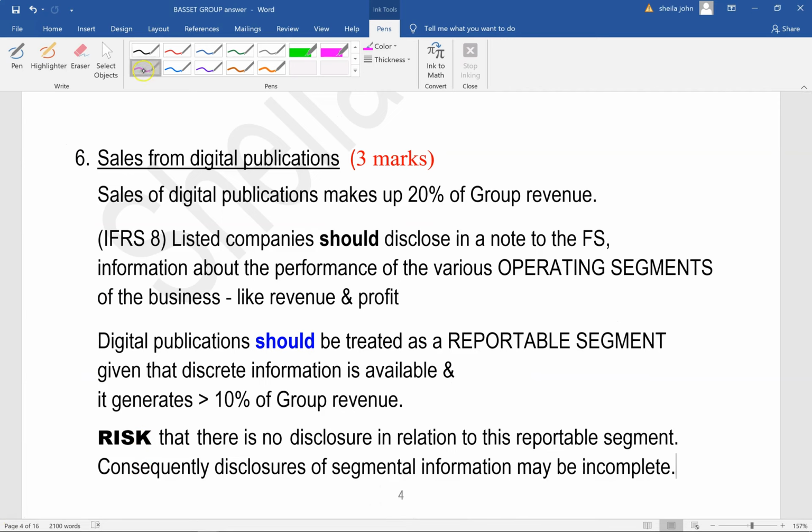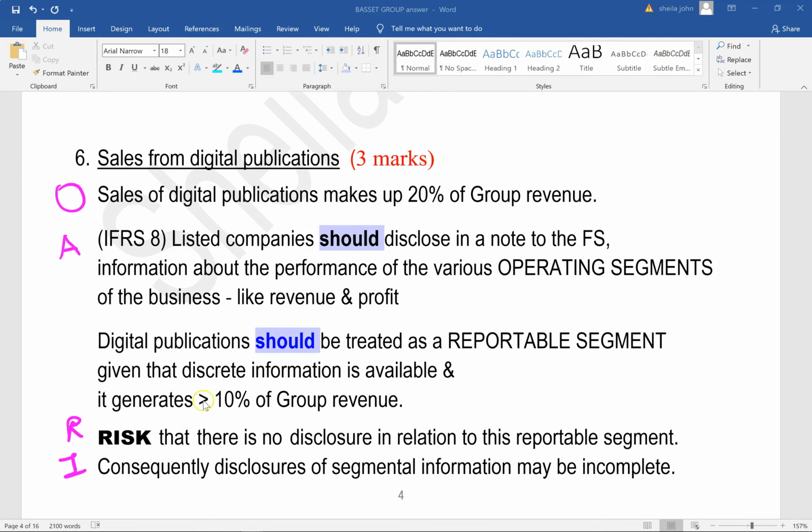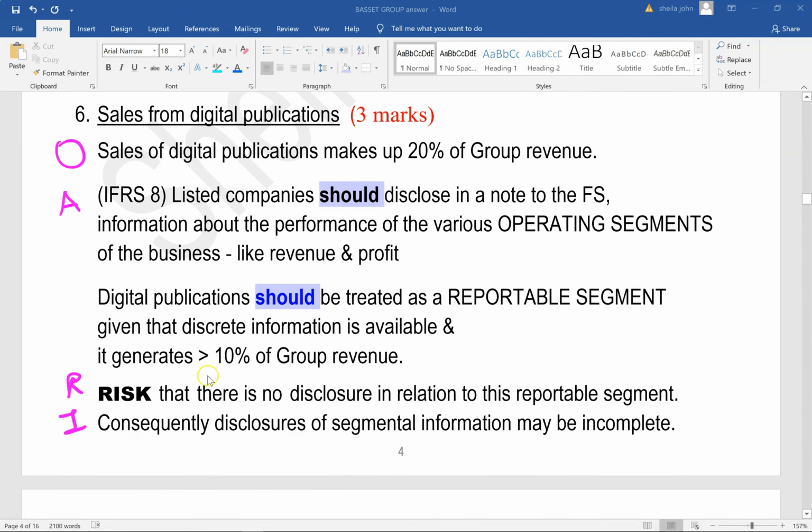So here again, I'm using OMARI as well. We don't have the materiality, so we're going to go straight to the accounting treatment, and then we've got the risk and we've got the impact. So the accounting treatment here is that listed companies must report about the performance of their operating segments. Okay, and here the digital publications alone should be treated as a reportable segment because it takes up more than 10% of the group revenue.